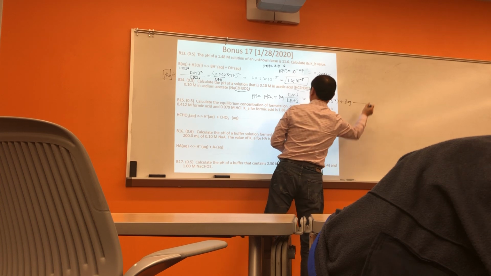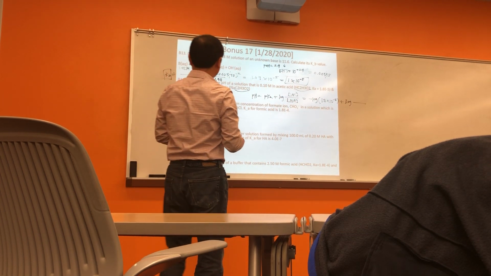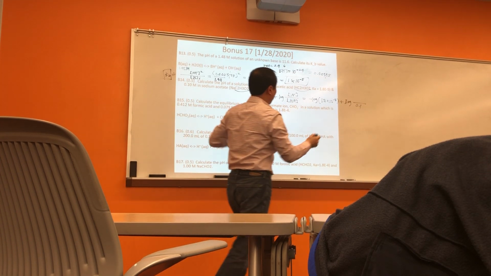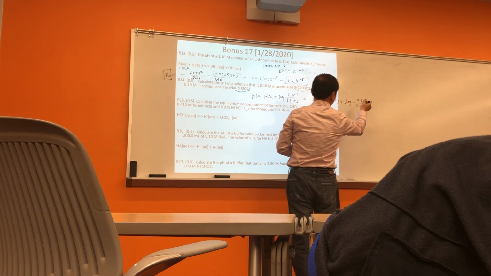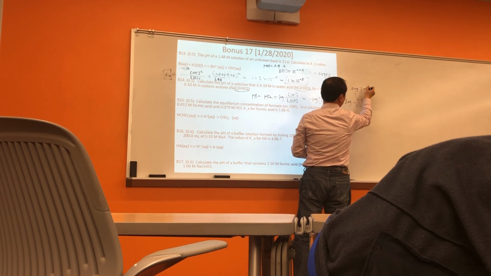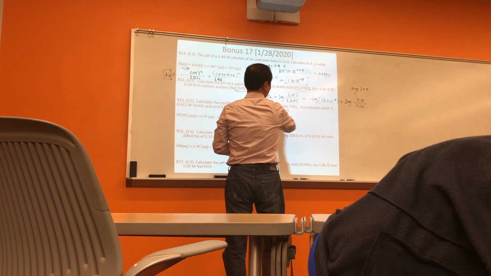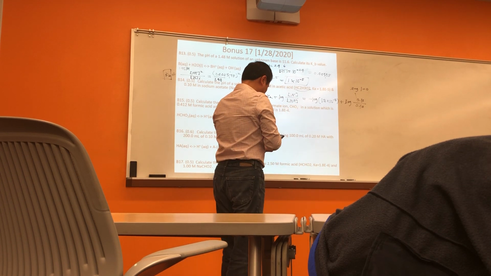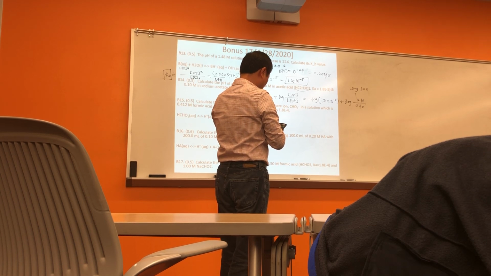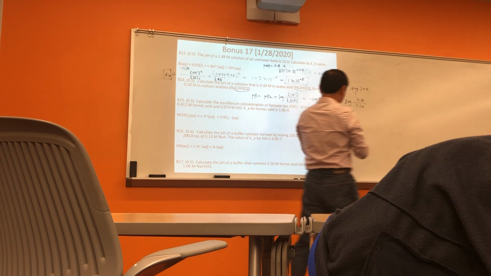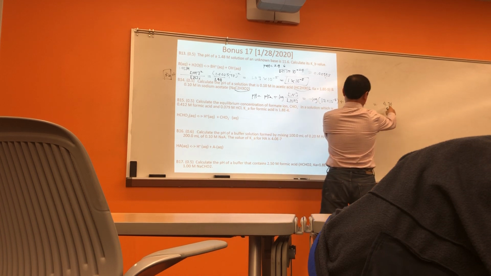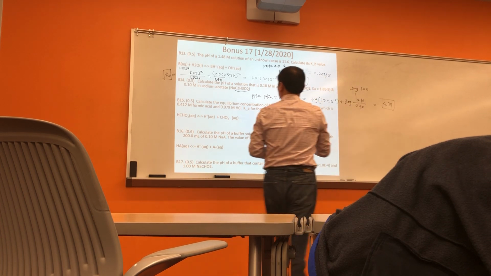Log of HA concentration, the concentration is right there, 0.1. And the base concentration is 0.1 as well. This will be just 1. Log 1 is just 0. So your pH will be just that guy. Negative log of 1.8 times 10 to the minus 5, which is 4.74. That's the pH.